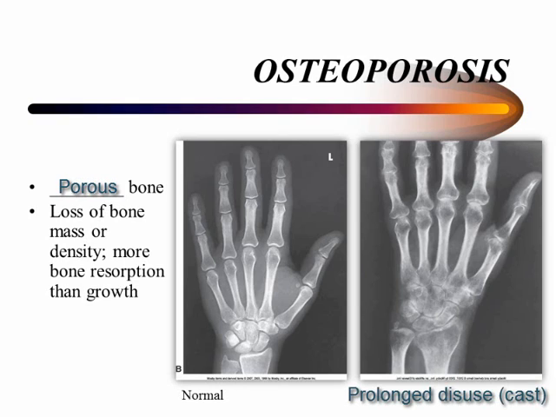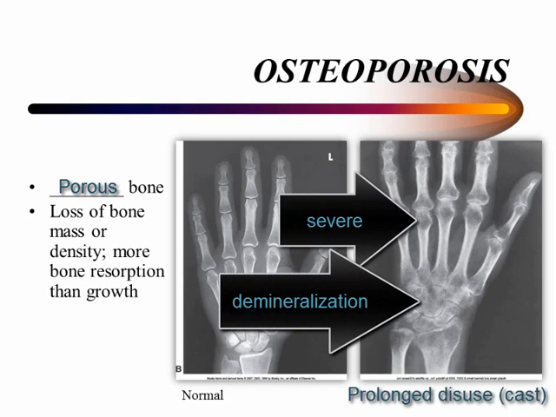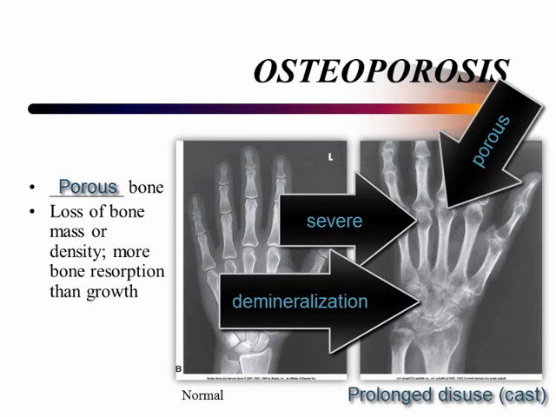The example shown here involves severe periarticular demineralization after prolonged immobilization of the hand. And notice the porous appearance of the bone at the areas of the joints.